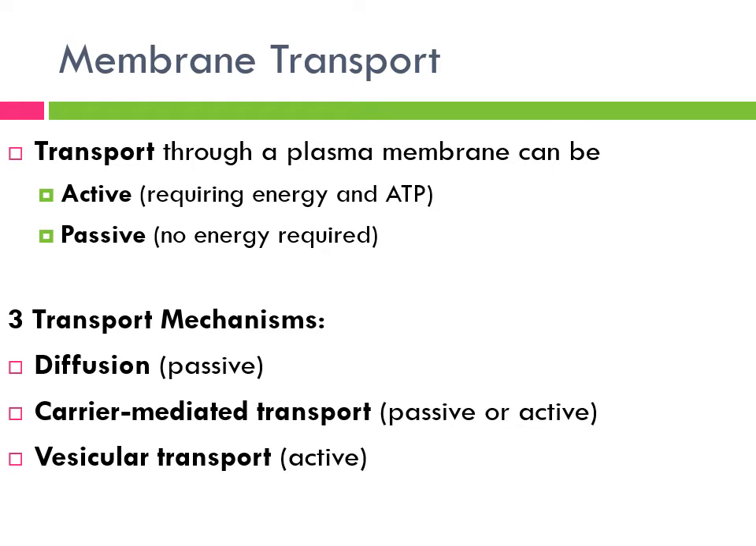We have active transport, which requires energy in the form of ATP, and then passive transport, where no energy is required in order to transport specific things across a membrane. So we have 3 different mechanisms of membrane transport. Diffusion, which is passive, carrier-mediated transport, which can be passive or active, and vesicular transport, which is active. So again, remember, active means requires ATP. This would be a good time to watch the second crash course video. There's a crash course video specifically on membrane transport.